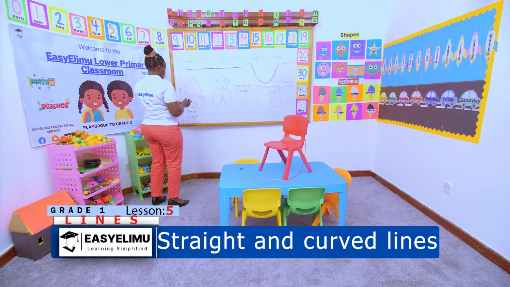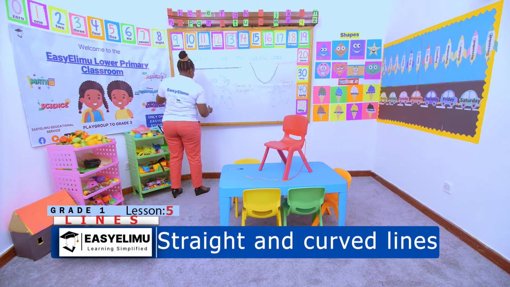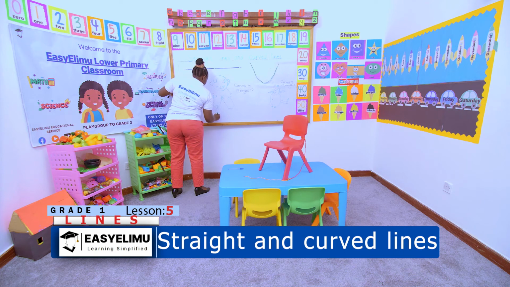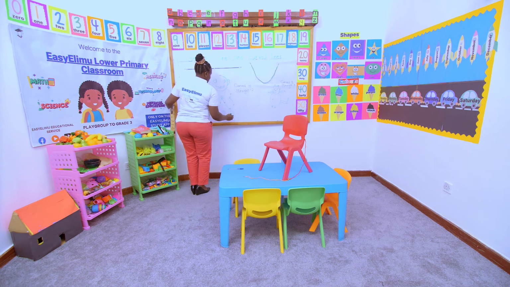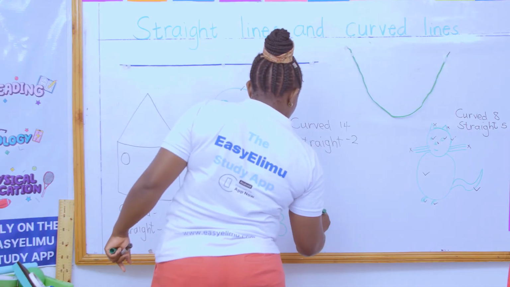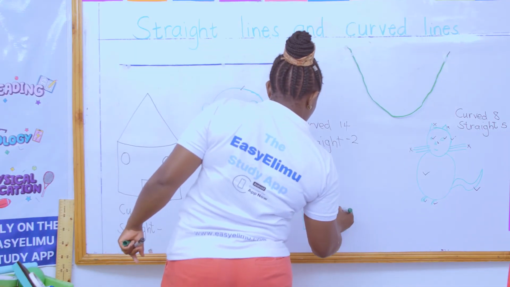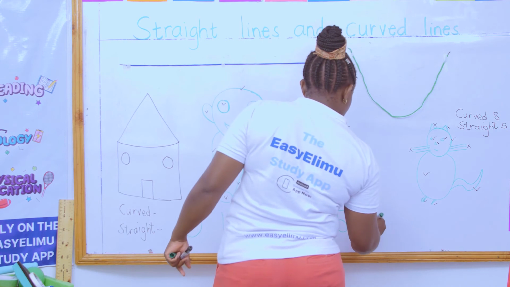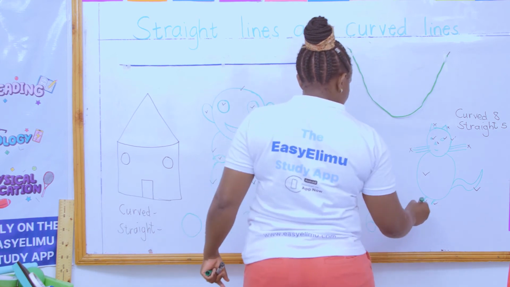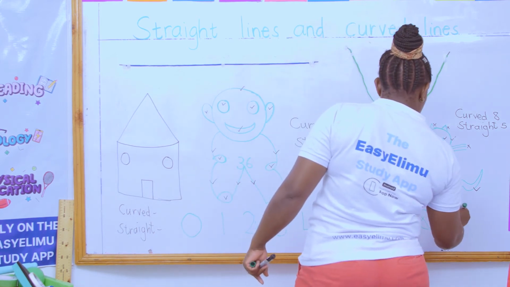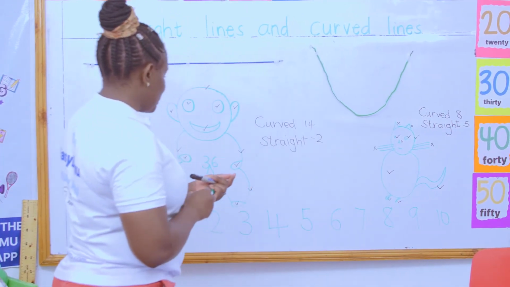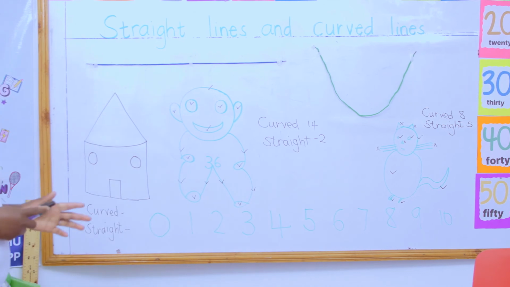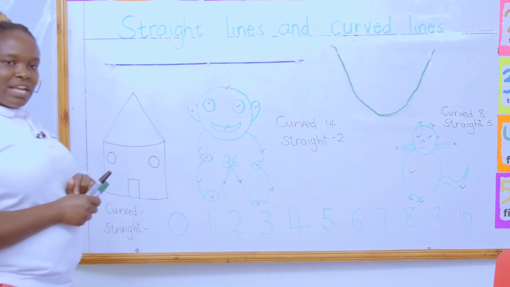And then question 2, it is in numbers 0, 1, 2, 3, 4, 5, 6, 7, 8, 9, and 10. Identify those that have curved lines and those that have straight lines.